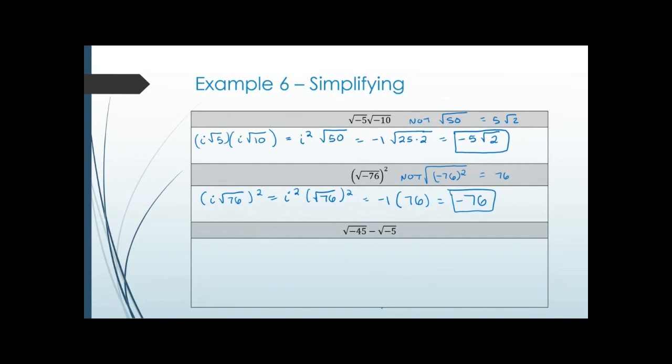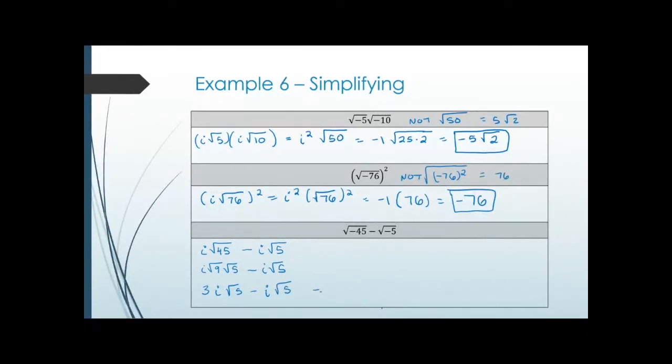Now this last example, again, we're going to take the i out first and then we're going to start simplifying. So square root of -45, that is i times the square root of 45 minus, and then that square root of negative 5. I'm going to take out the i, and that gives me the square root of 5. So now the square root of 45, I can simplify that because that is the square root of 9 times the square root of 5. And the square root of 9 is 3. So this is 3i times the square root of 5 minus i times the square root of 5.